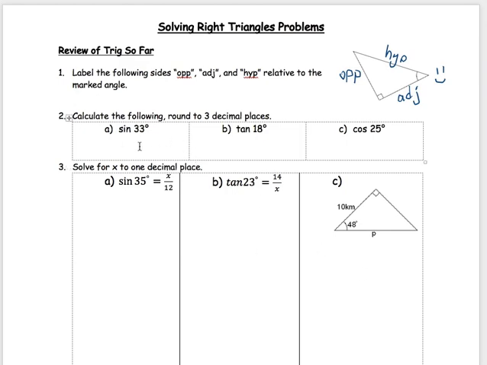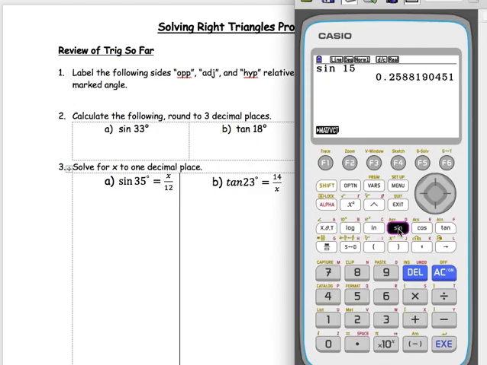All right, so we've labeled the different sides, so let's actually go through and calculate the sine of 33. Again, sine 33, I should be getting that value there. I'm going to round to 3 decimal places as well.